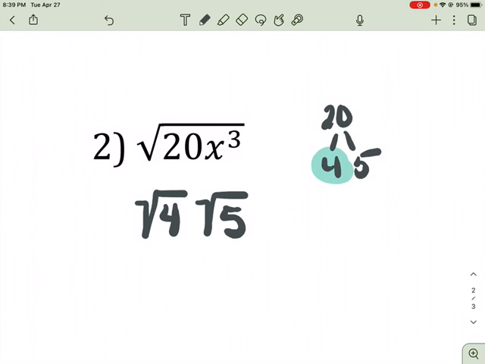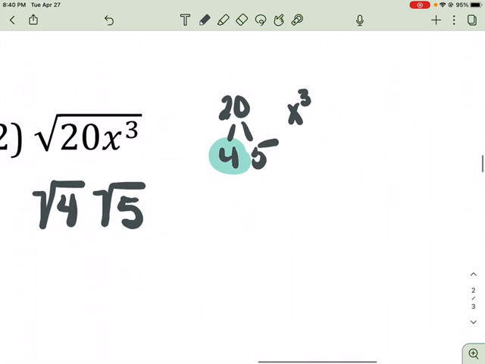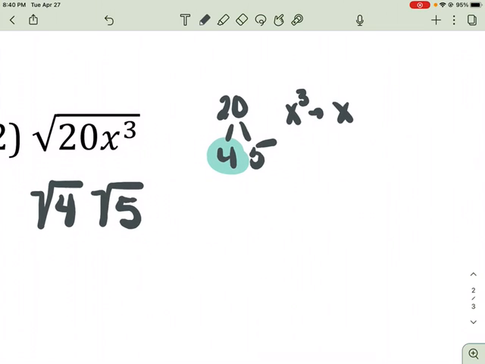And then x cubed, that means I have 3 x's. I need a group of 2 because I'm looking for a perfect square. So that's x squared.